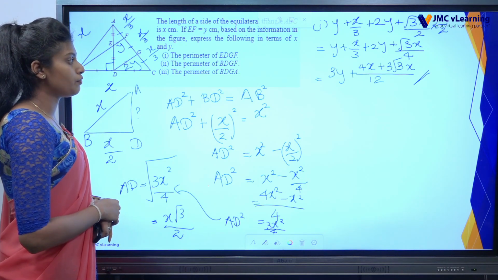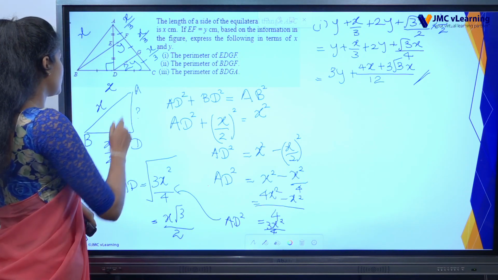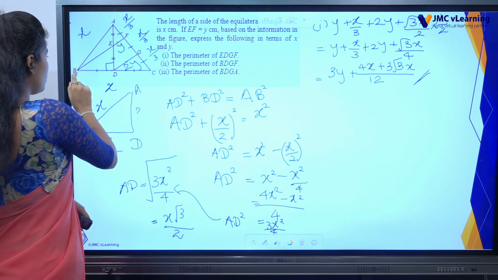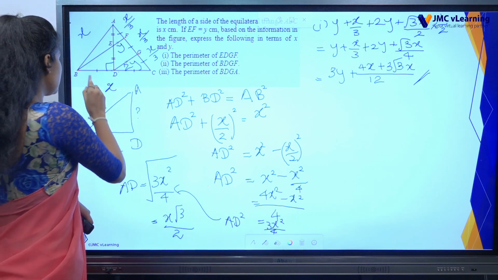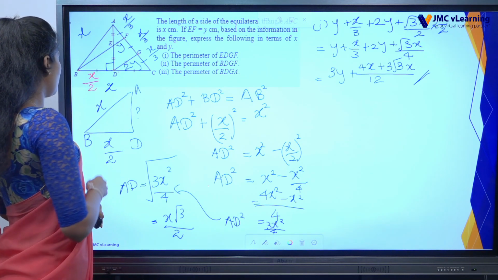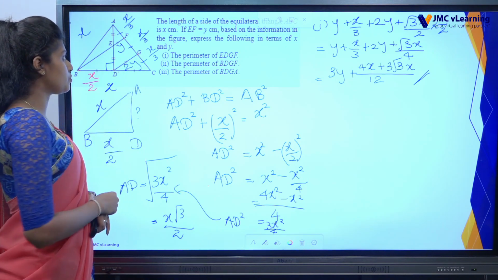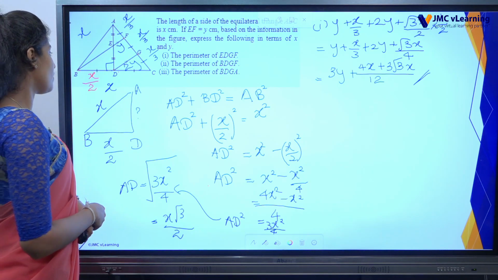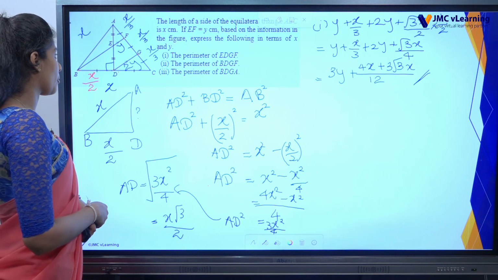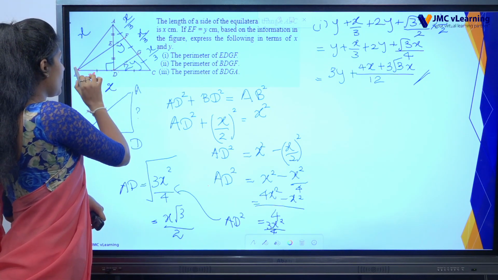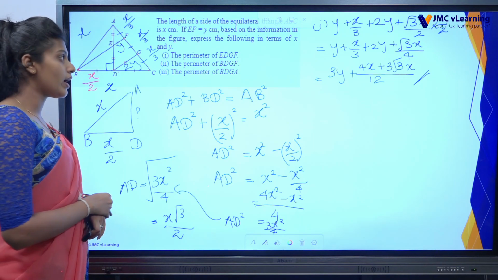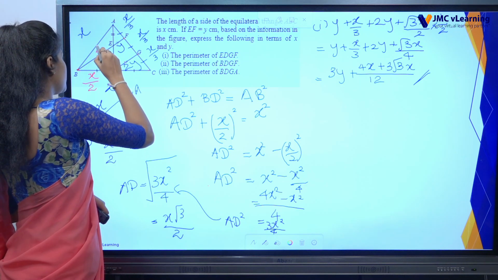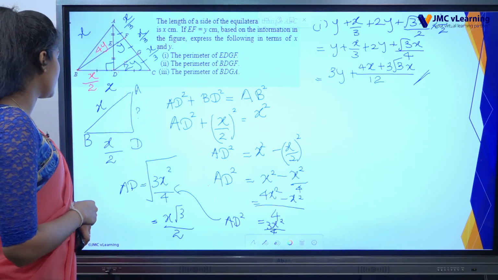Then let's move to the second part. The perimeter of BDGF. Then we know the length of BD. It is x over 2. DG is 2y. GF is x over 3. Then what is the length of BF? When you consider this triangle, this one is 2y, what is the length of BF? It is 2 times 2y. That means the length is 4y. Let's add them.